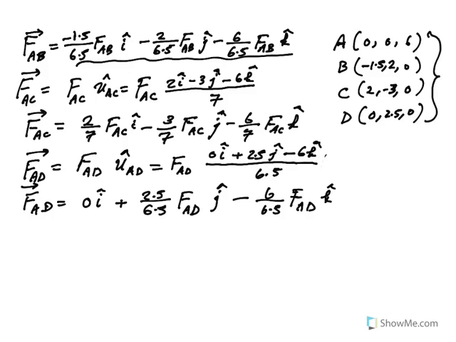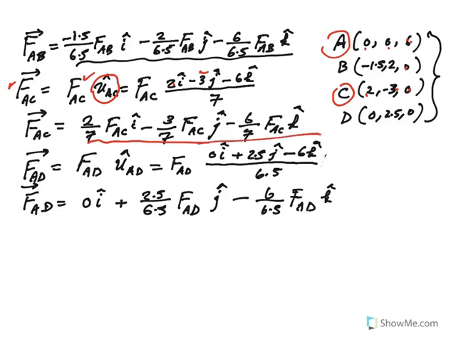So I do exactly the same thing for FAC, right? So FAC magnitude times the unit vector from A to C. So I just did final minus initial. So final is C, initial is A. So 2 minus 0, right? 2 minus 3 minus 0 minus 3. And then finally 0 minus 6, right? 0 minus 6. Okay, and so then I broke it down individually.